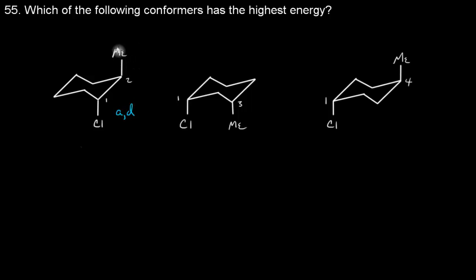And this methyl group is also axial. You see how it's completely vertical. This is axial, and it's pointing up. So since these are both axial, one's pointing down, one's pointing up, these are going to be in a trans configuration. So this is trans.